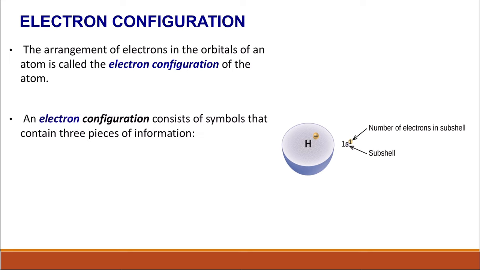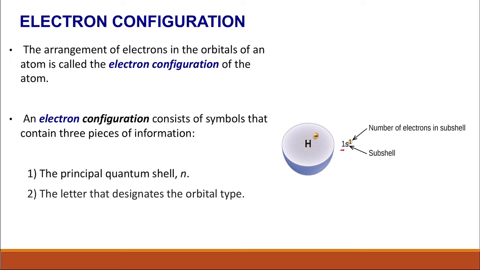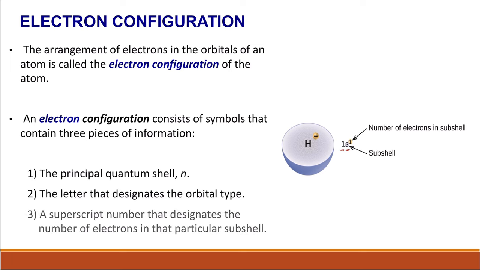An electronic configuration will consist of a symbol that contains three pieces of information. The first one is the principal quantum number. For example, hydrogen has only one energy shell, or one principal quantum number, which is 1. So this is 1 first, and then the letter that designates the orbital type. We know that this is s, so 1s, and then a superscript number that designates the number of electrons in that particular subshell. So for hydrogen, it's 1s¹.